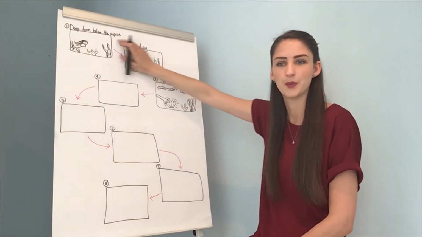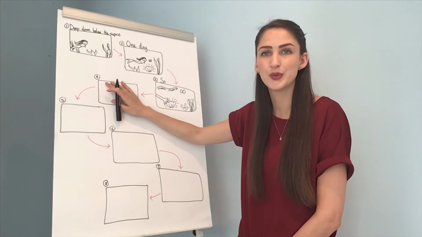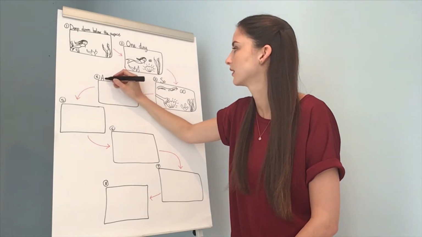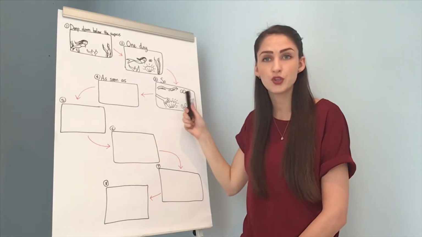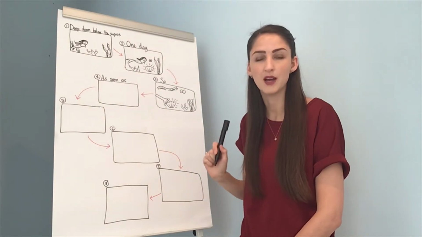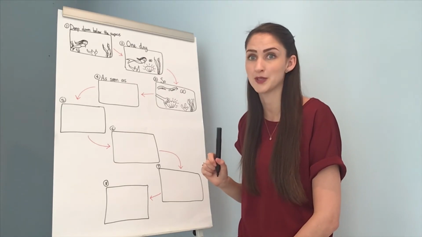Okay, ready for box number 4 now. My sentence starter is "as soon as". So as soon as she's taken the object, whatever your character has taken, as soon as that's happened, we need to think about what happens once it's been removed.